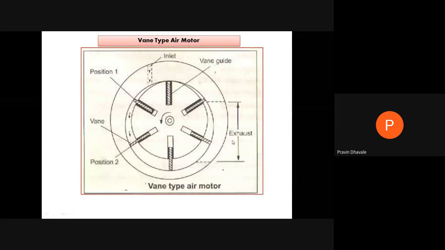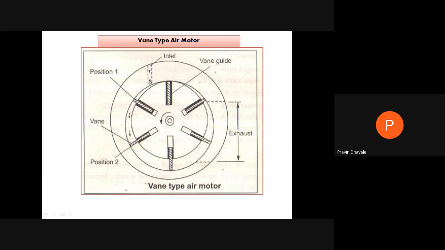As we have already discussed in hydraulics, this is the rotor on which radial slots are provided. It is mounted with the vanes provided with the spring. Because of the spring tension, vanes come in contact with the inner part of the rotor.